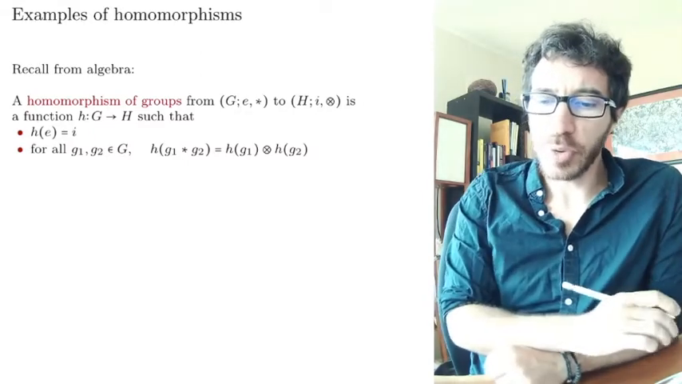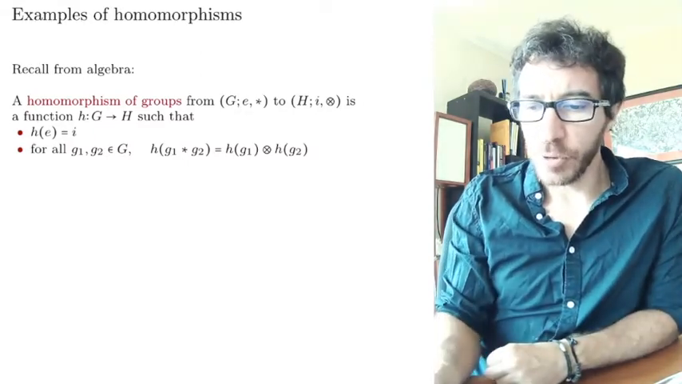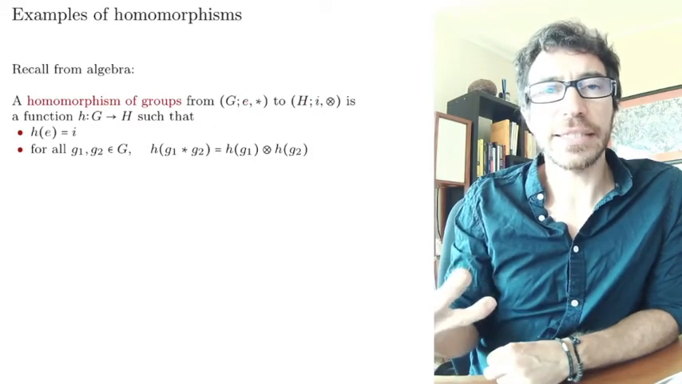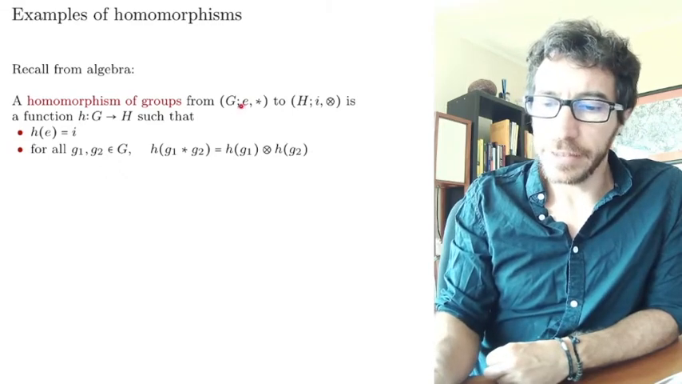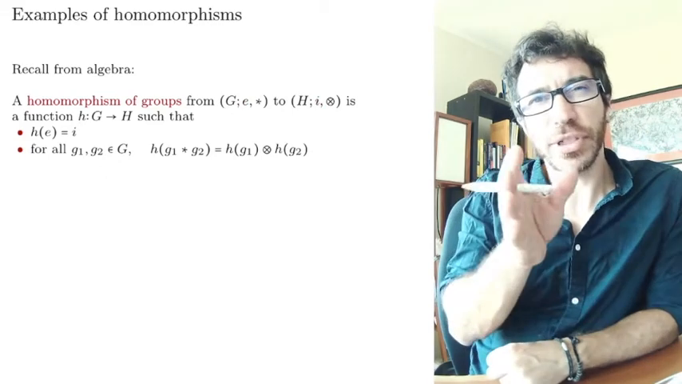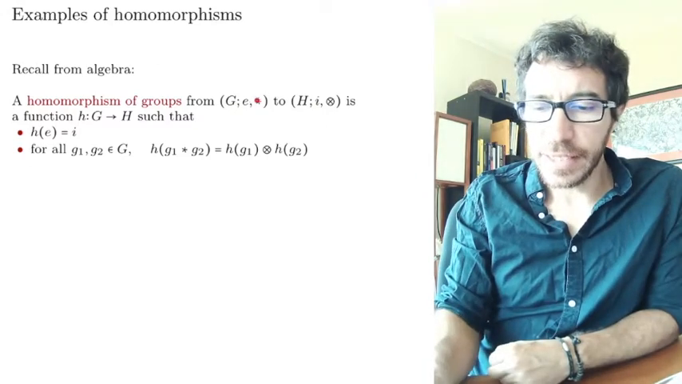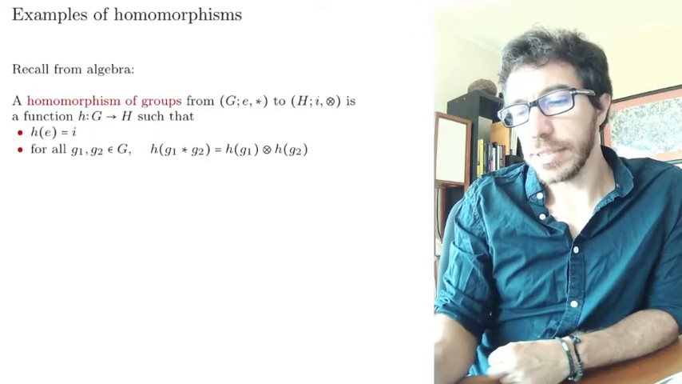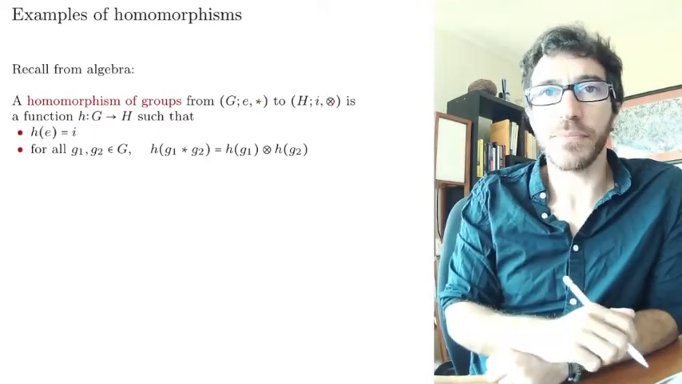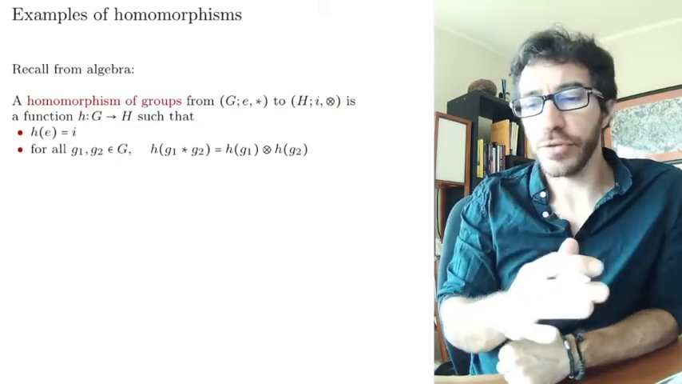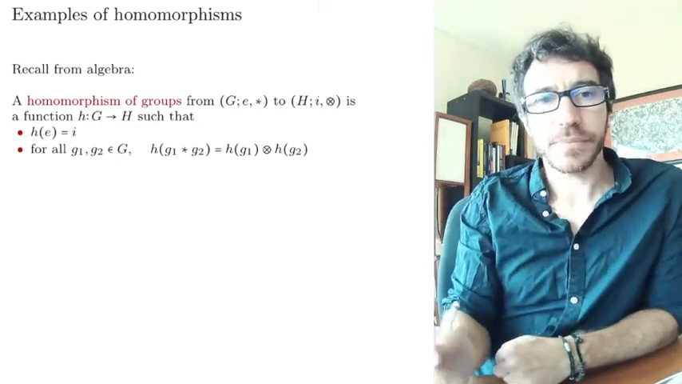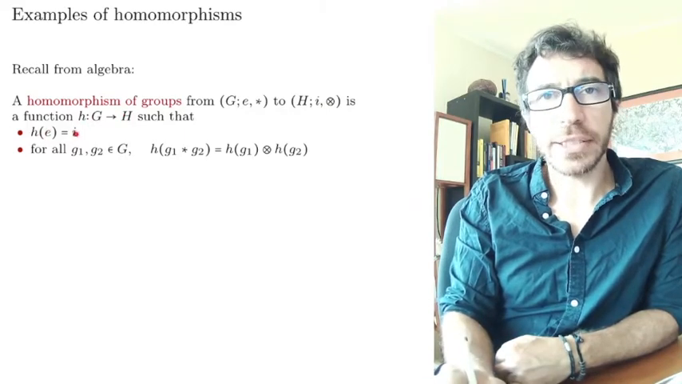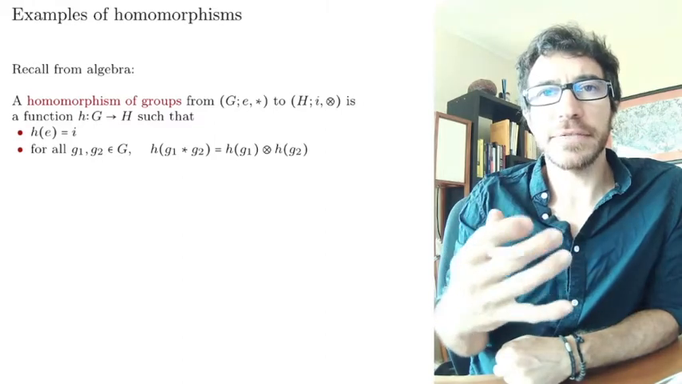If you remember, a homomorphism of groups from a group G to a group H. Here the E and the I are the identities of the groups. The E is for G and the I is for H. So those are the identity elements. Let's say this one has a multiplication operation called star, and this one has an operation called all times. So a homomorphism from G to H is a function from G to H which maps identity to the identity and which preserves the operation.